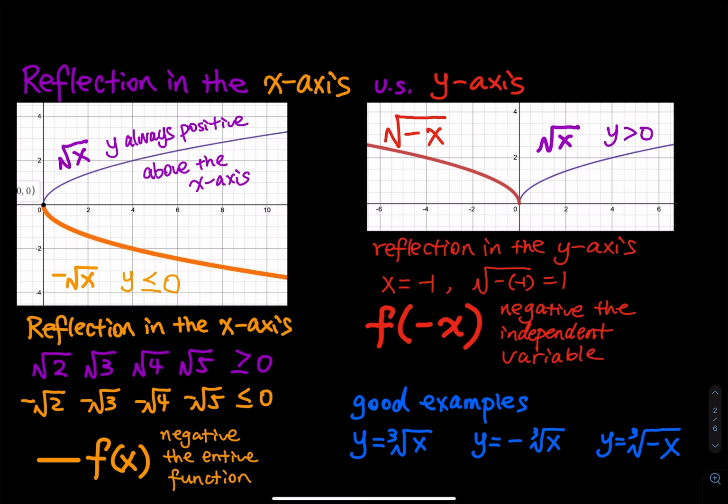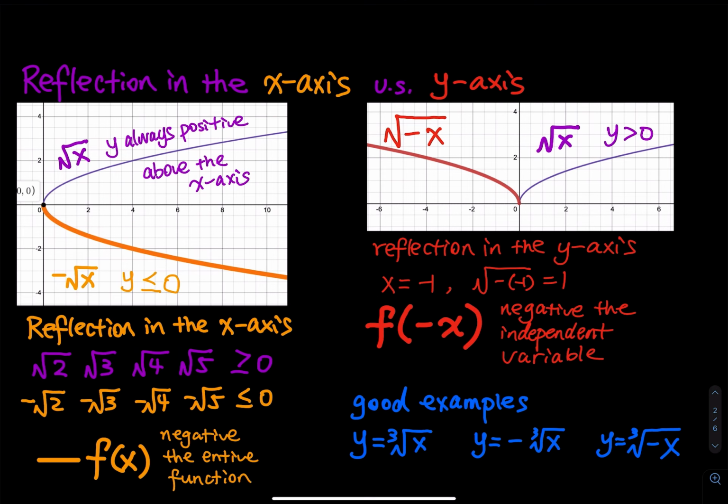So I have more details for you. So for the purple, this square root, 2, 3, 4, 5, they are always positive or equal to 0, right? You can add square root of 0 as well. So that's why the square root of x is above the x-axis, but when you put a minus in front of each of these square roots, you get always negative. So therefore, in general, when you put a minus in front of a function, you negative the entire function. As a result, you create a reflection in the x-axis.